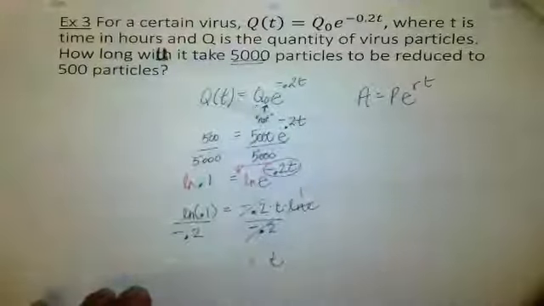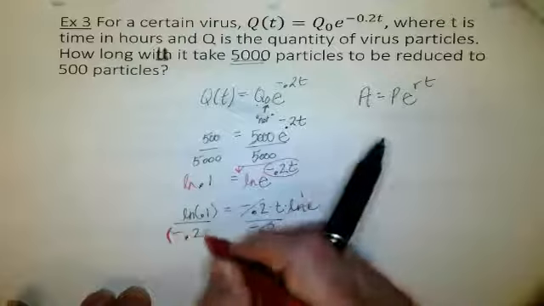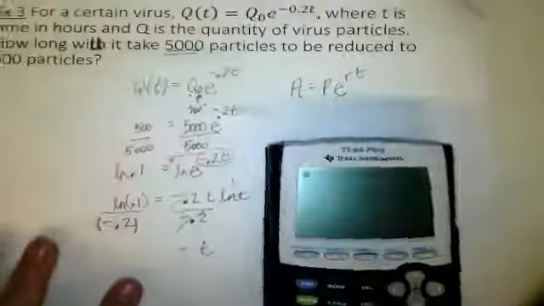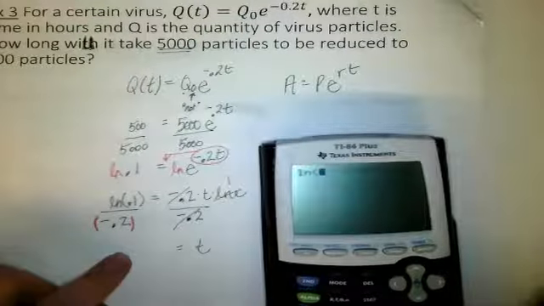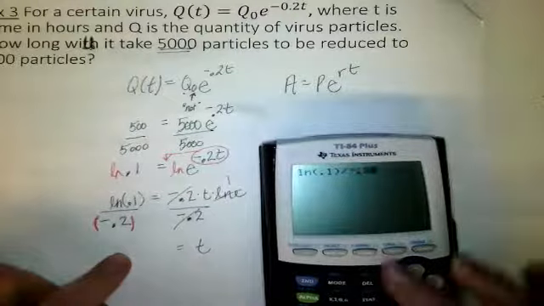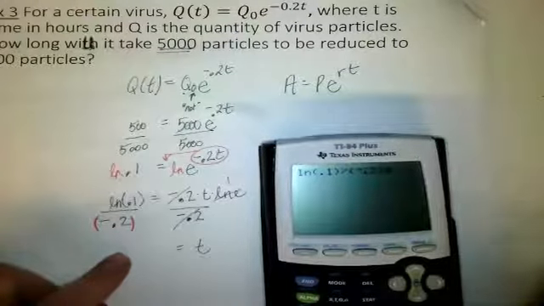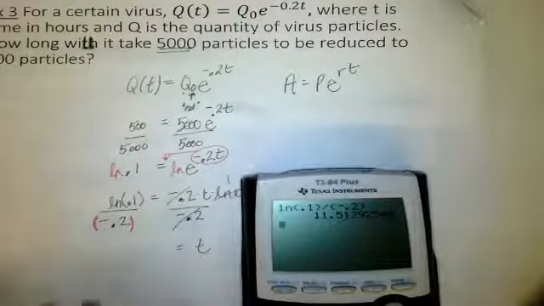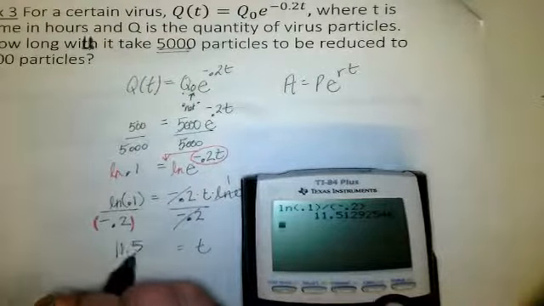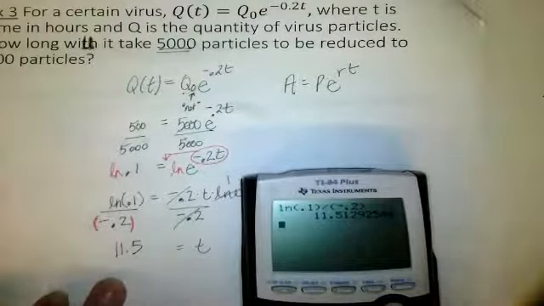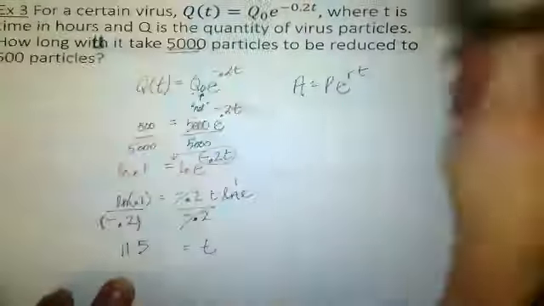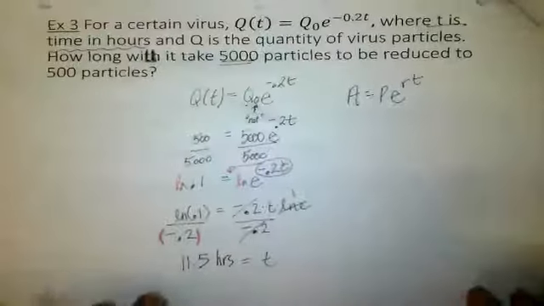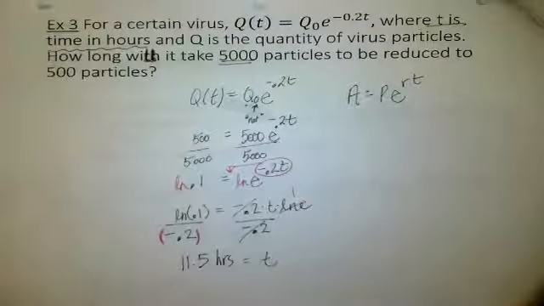In your calculator, please make sure you put parentheses around that denominator. So natural log of 0.1 divided by negative 0.2. You actually don't need parentheses, but I'll put them in anyway. What is that? 11.5. What's our unit here? Hours, where t is time in hours. So this is 11 and a half hours for the virus to reduce in quantity.